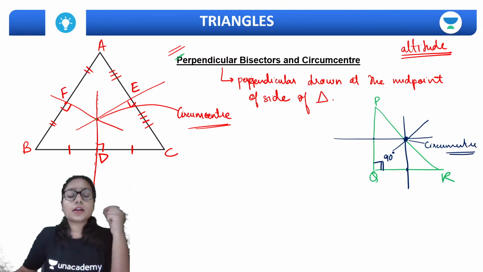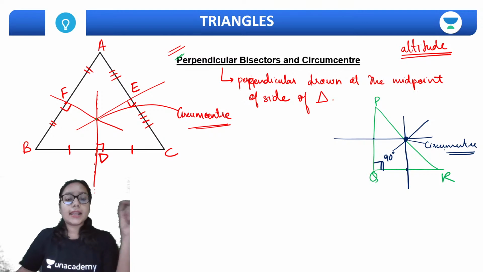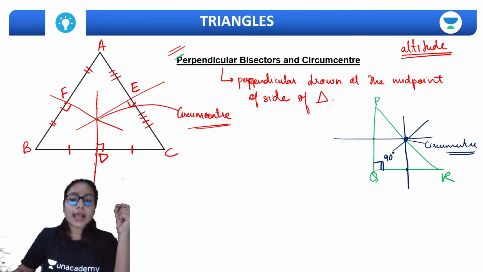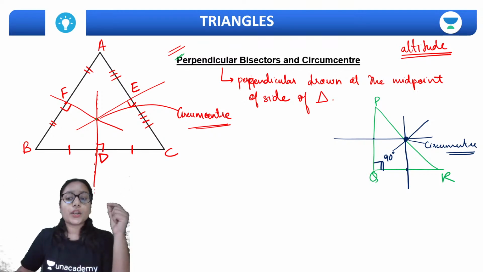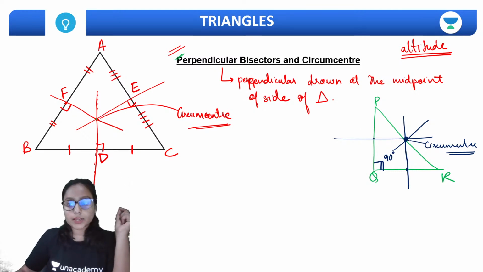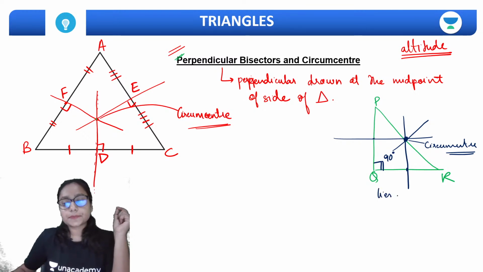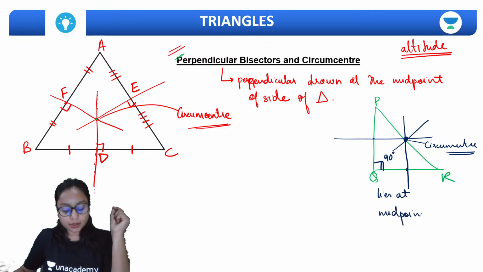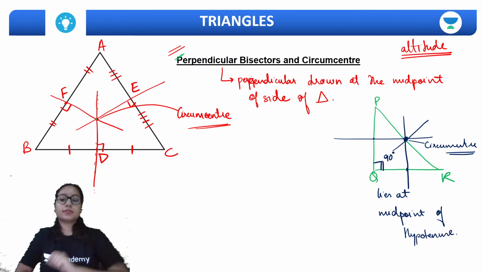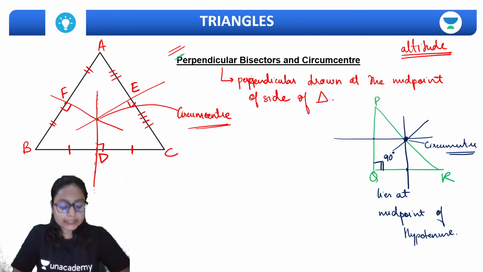Alright. So, the circumcenter of the right angle triangle lies at the midpoint of hypotenuse. Okay, this lies at the midpoint of hypotenuse. Is this clear, all of you? Yes. Please answer if this is clear. Midpoint of hypotenuse.